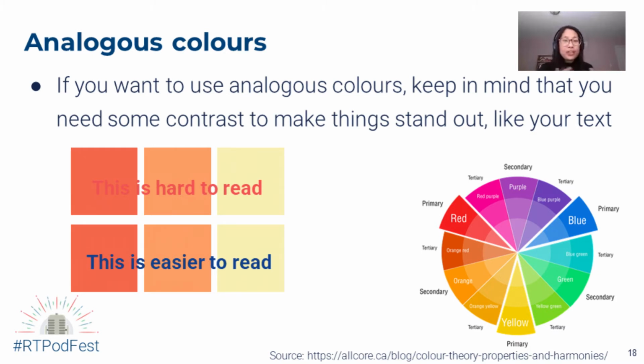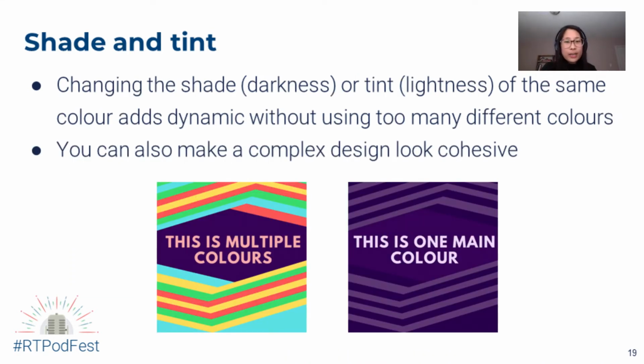So another thing you can try is adjusting the shade, darkness, or tint, lightness of the exact same color in your design. Doing this adds a lot of dynamic into your image without things looking too messy with too many different colors. So in this example, I've got here a design with a lined zigzag kind of pattern, and there's a whole bunch of colors. And it's colorful, it's fun, but when you look at it, your eye doesn't know where the focal point is because there's so much going on.